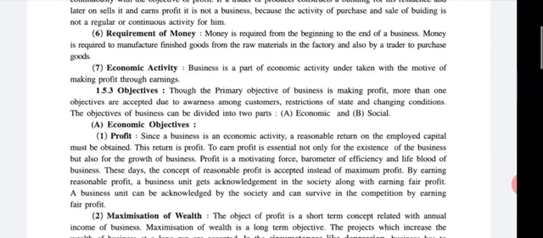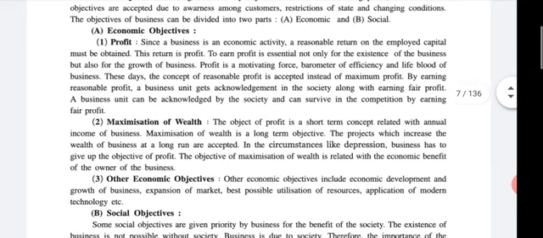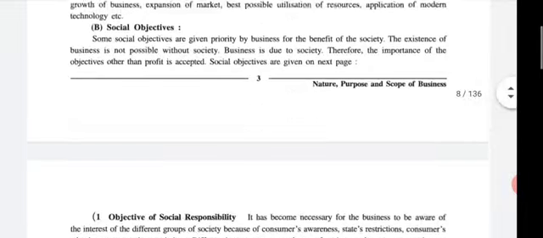in detail about the objectives of business. There are two main types: economic and social. In economic objectives, profit, maximization of wealth, and other economic objectives are included. Other objectives like economic development, growth of business, expansion of market, best possible utilization of resources, application of modern technology, etc. are the objectives.